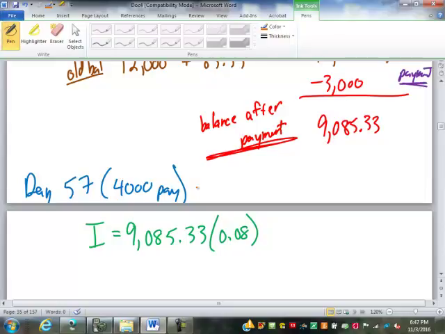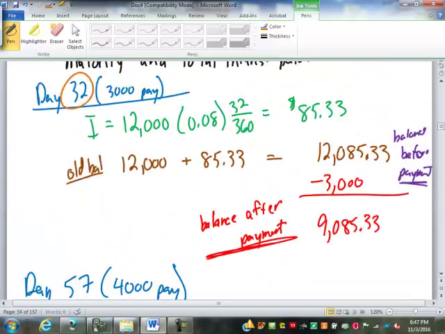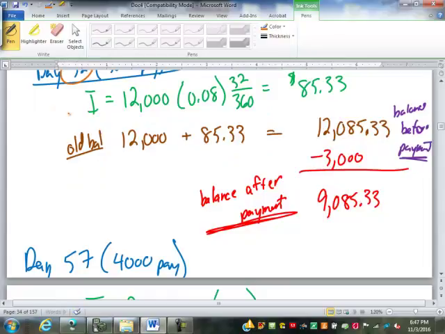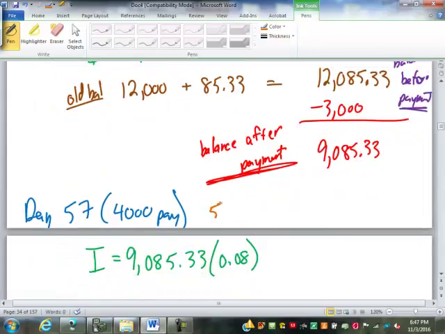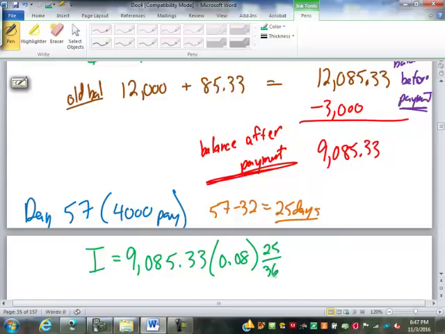That's what most people would say is 57. But why can it not be 57? We've already done the first 32 days, right? So what's happened is we've gone 57 minus 32. There's 25 days that have gone by. So our interest is on those 25 days, because we already figured out the interest up to day 32. This will be 25 over 360.